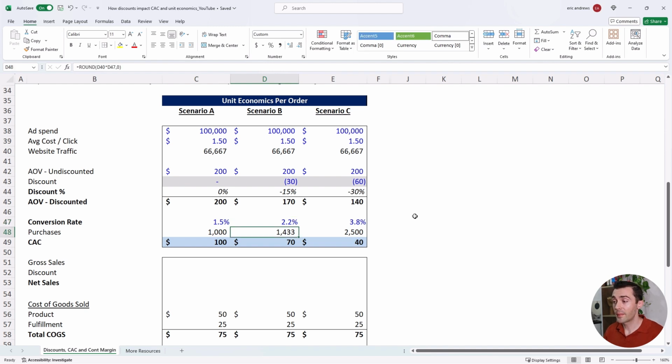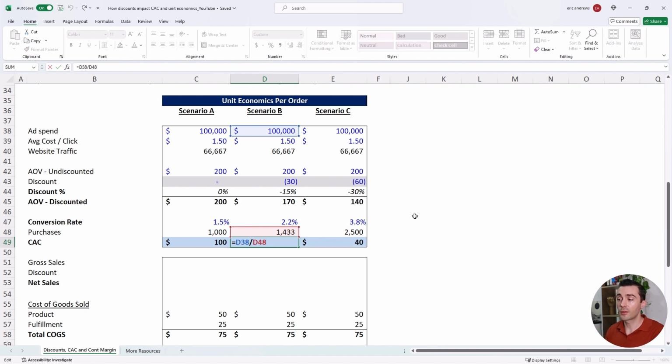And so what that means is that instead of 1,000 people buying from this same amount of traffic, we're assuming that 1,433 people buy. So 433 additional people buy because they're offered a discount, and that's what gets them to ultimately purchase. But what that means is that we still spent the same $100,000 in ad spend. So our average customer acquisition cost is actually lower because we have more customers buying on the same ad spend investment. So our CAC has actually dropped from 100 to 70.